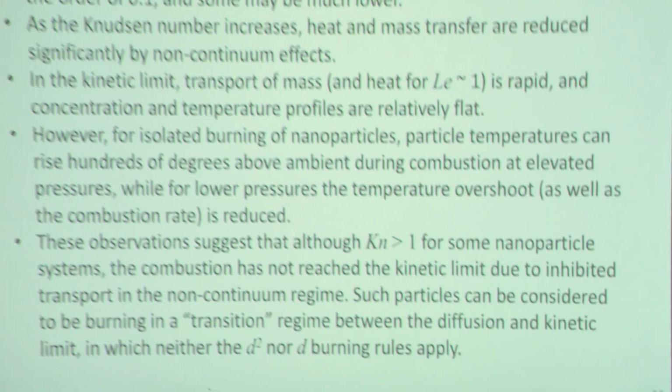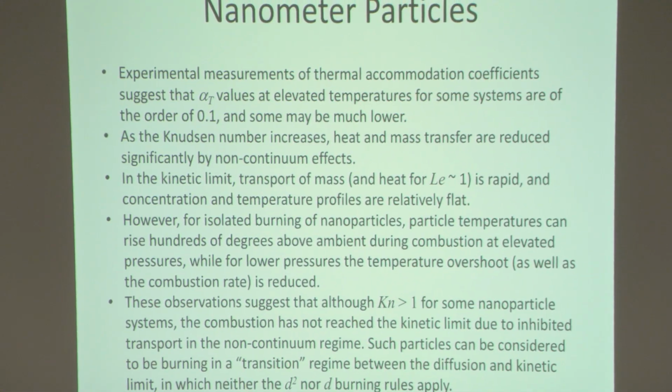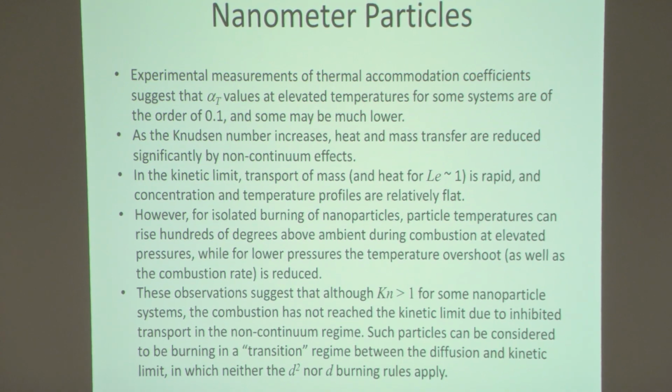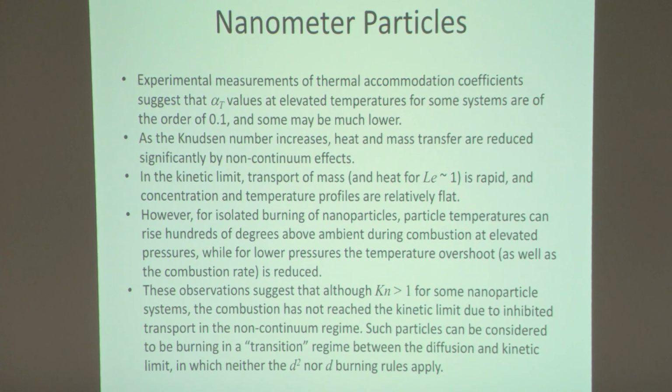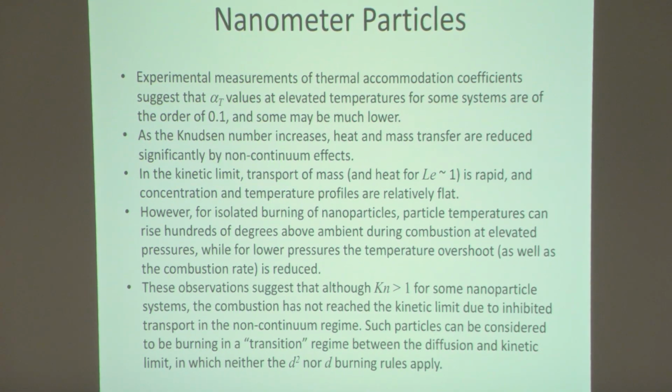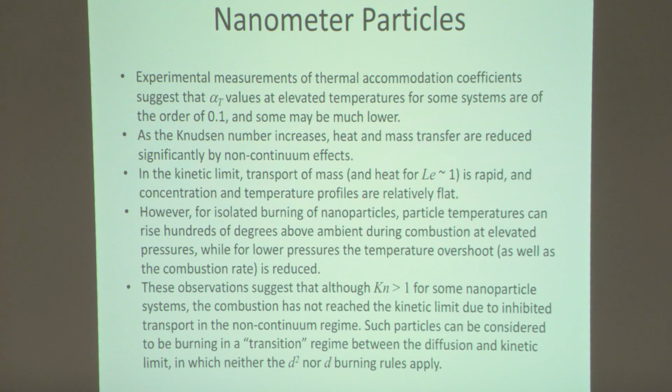Experimental measurements of thermal accommodation coefficient suggest that the values at elevated temperatures for some systems are of the order of 0.1, and some may be much smaller. As the Knudsen number increases, heat and mass transfer are reduced significantly by non-continuum effects. In the kinetic limit, transport of mass and heat for a Lewis number approximately 1 is rapid, and the concentration and temperature profiles are relatively flat, but that's not going to be the case potentially if I'm in this rarefied gas limit.